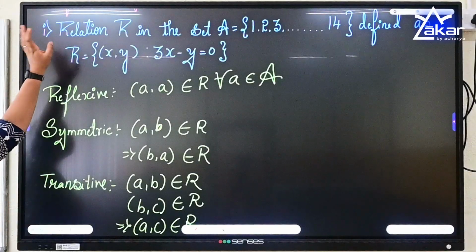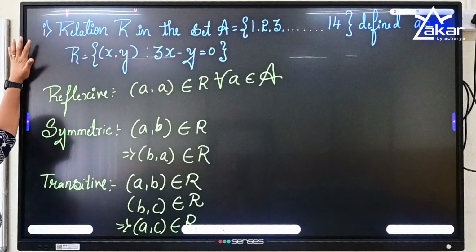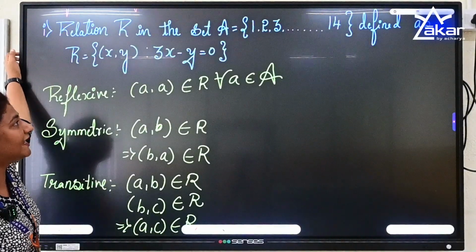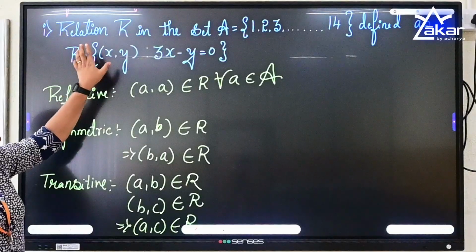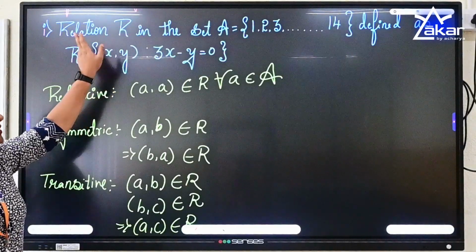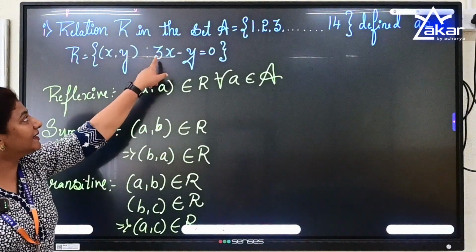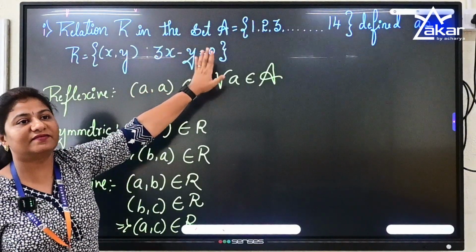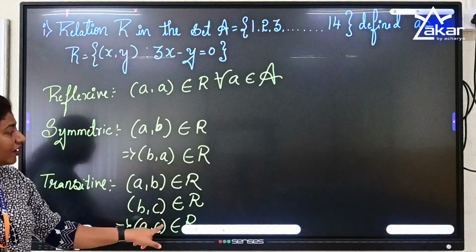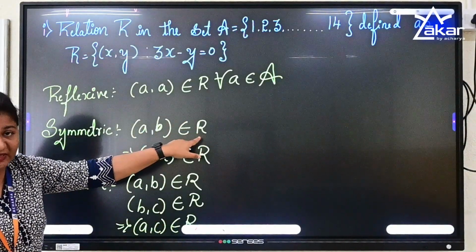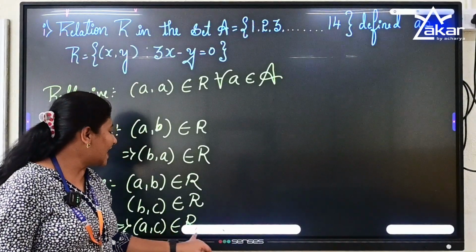What is the question that has been asked here? The relation R in the set A equals the elements 1 to 14 is defined on the relation. You have to find the ordered pairs related to this set A, where the condition is 3x minus y equals 0. First we need to find whether each and every ordered pair belongs to R, which means we need to find the elements of R.